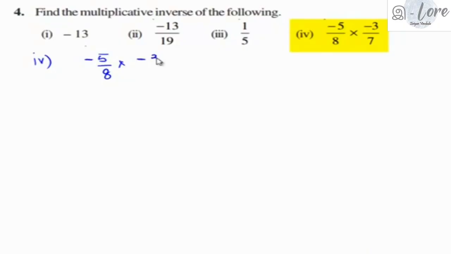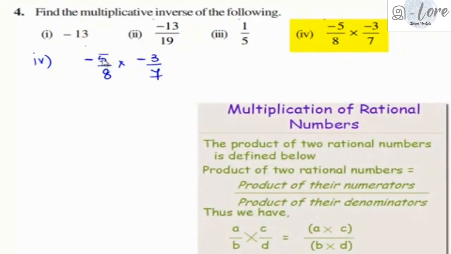Let's move on to the fourth bit of the question. Multiplicative inverse of minus 5 by 8 into minus 3 by 7. So let us find the product of these two numbers. So we need to multiply the rational numbers. We know the rule: the product of rational numbers will be the product of numerators by the product of denominators. That's what we are going to do.